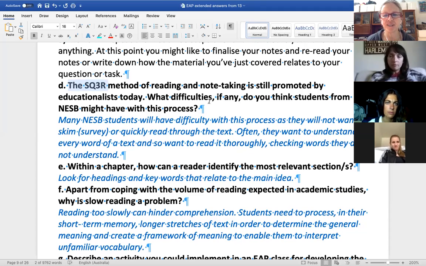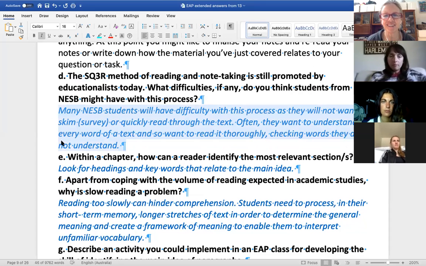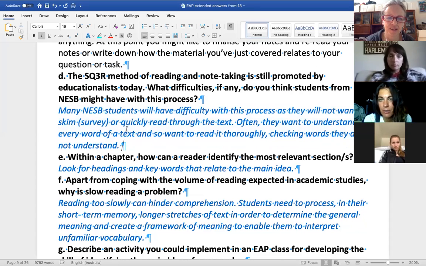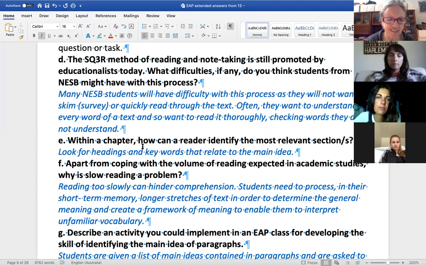What difficulties, if any, do you think students might have? Anyone? Alyssa? So for Asian students, or any? I just know about Asians, that's why I always say Asians. Yeah, they have difficulty with the process itself. Like if they don't get the gist, they don't understand. So yeah, they might want to not skim but read through every single word, stop, pull out their mobile phone, check the meaning, get stuck down on little details.